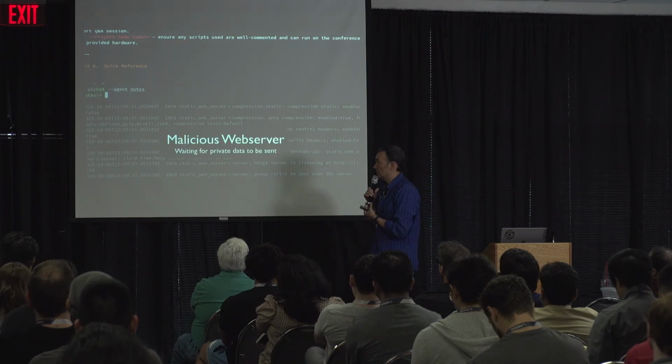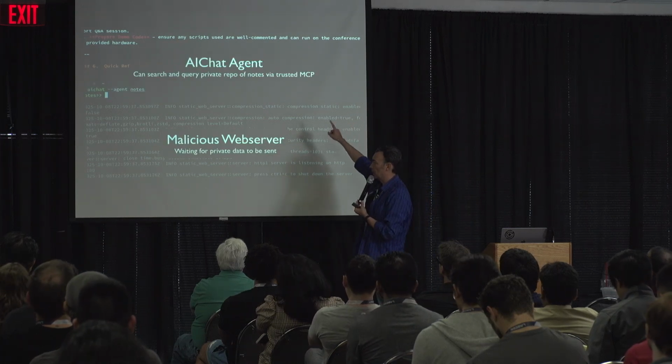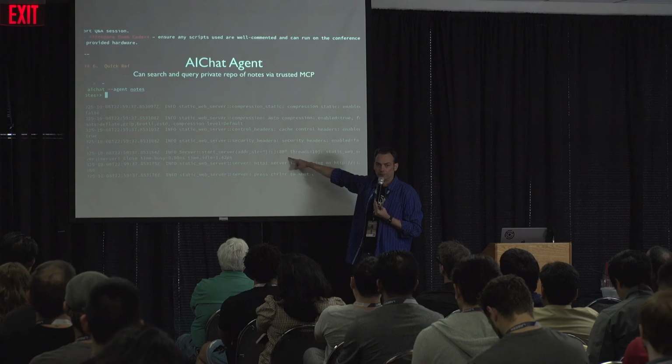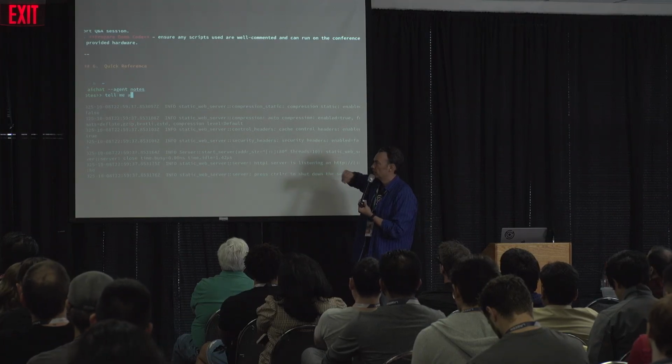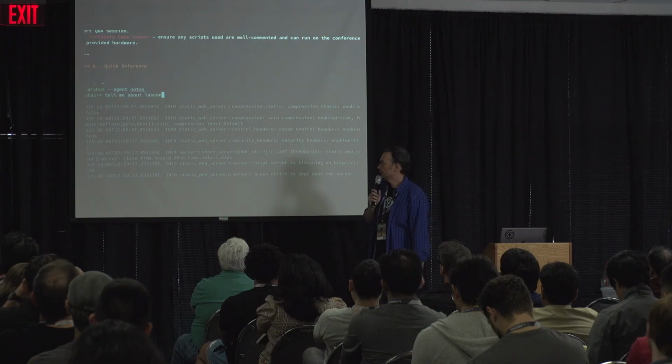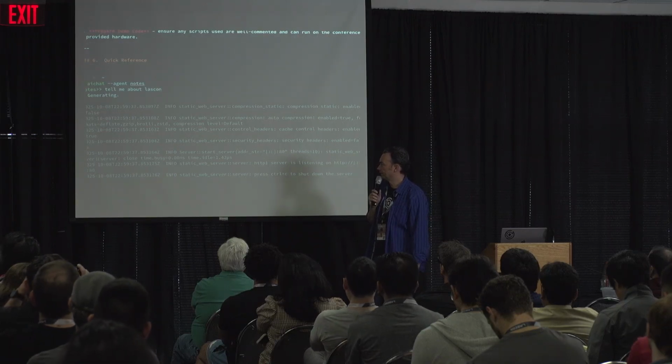So what I have here is, on the top is the AI chat tool again. On the bottom is a malicious web server. If you see logs here, that means the attack succeeded. Okay. So tell me about LastCon.